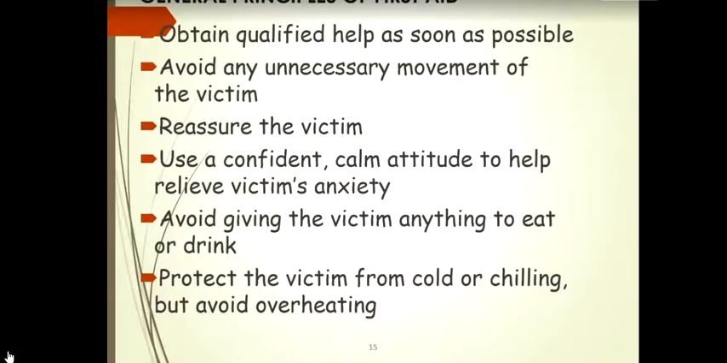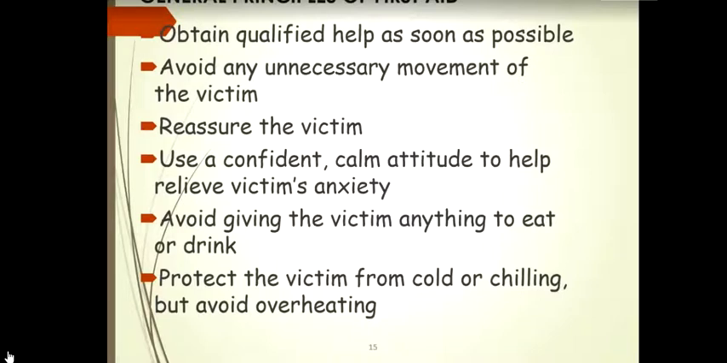Reassuring the victim, again, as part of psychological support, is very important, while you ensure that you use a confident, calm attitude, which is important because it helps to relieve a victim's anxiety. Avoid giving the victim anything to eat or drink, because you don't know if they might have ingested a toxin, for example.